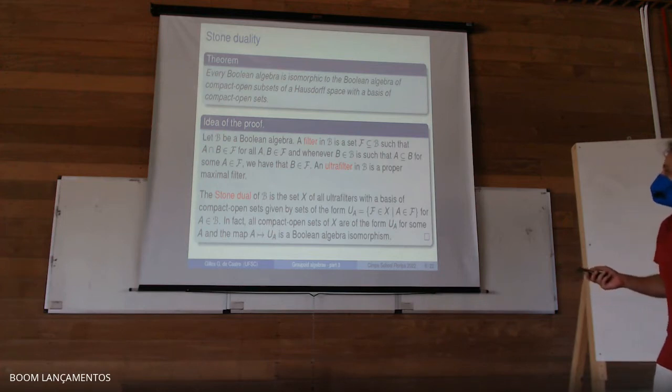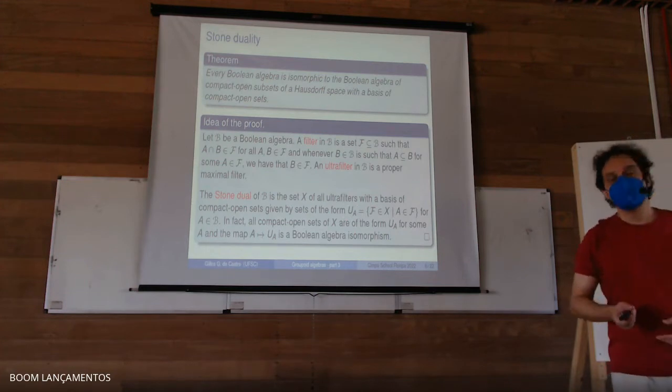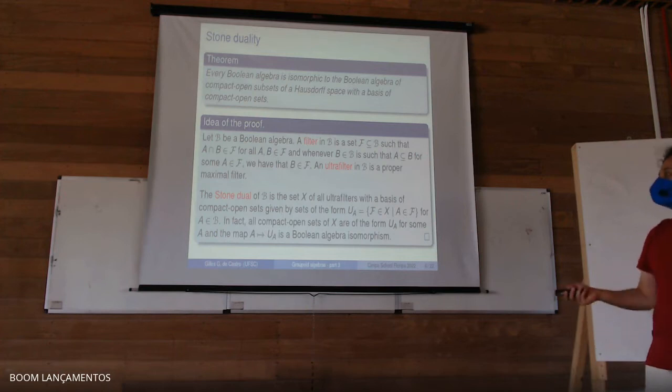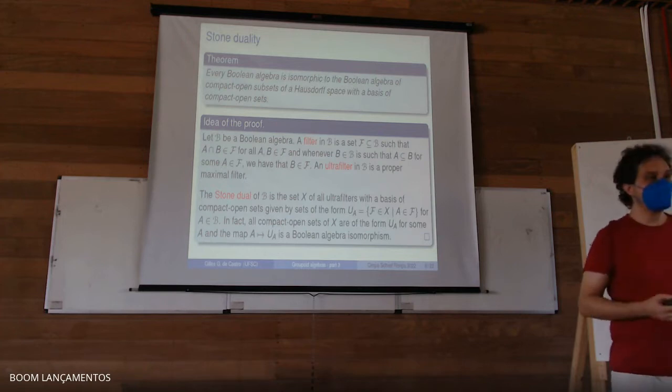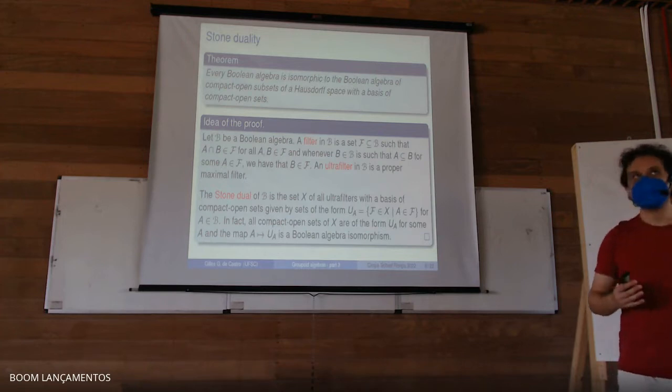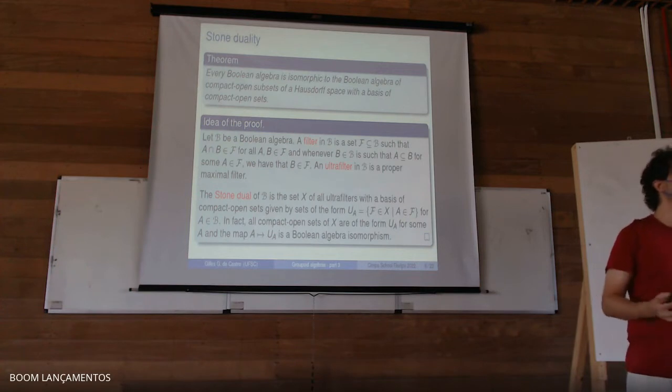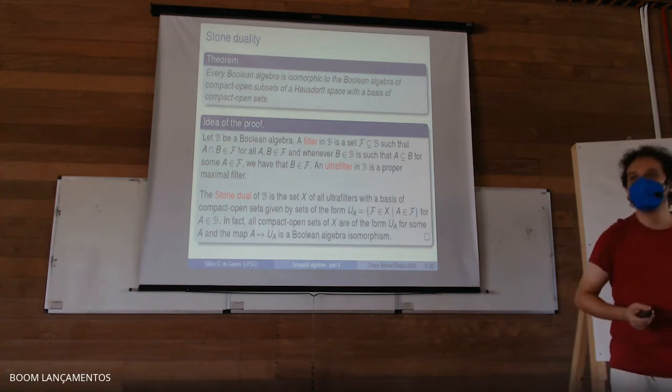How do we define the topology? The idea is that for every element A in the Boolean algebra, you can define this set U_A of ultrafilters that contain that element A. This is going to be a basis for a topology, and in this topology all these sets are compact open. If you take the map that goes from A to this set U_A, it's a Boolean algebra homomorphism. Actually, it's a Boolean algebra isomorphism. So, as I said, all Boolean algebras are, in essence, compact open subsets of a Hausdorff space.